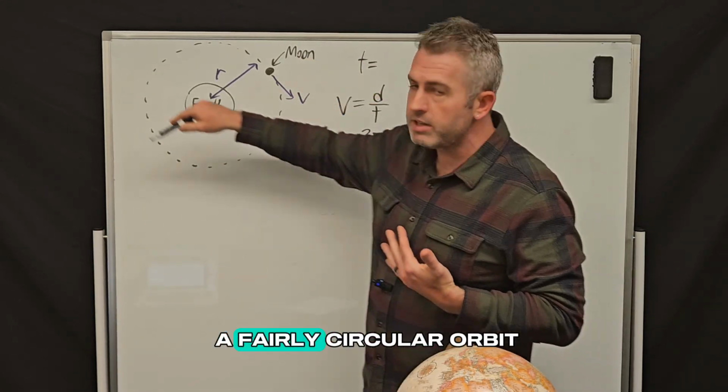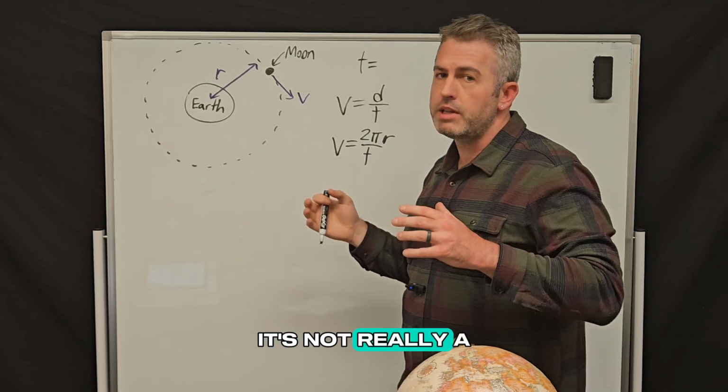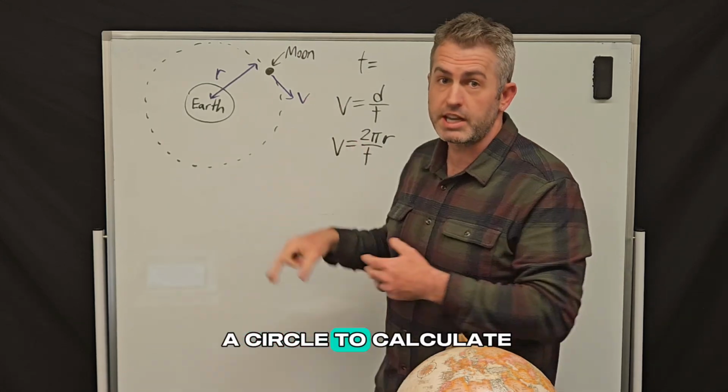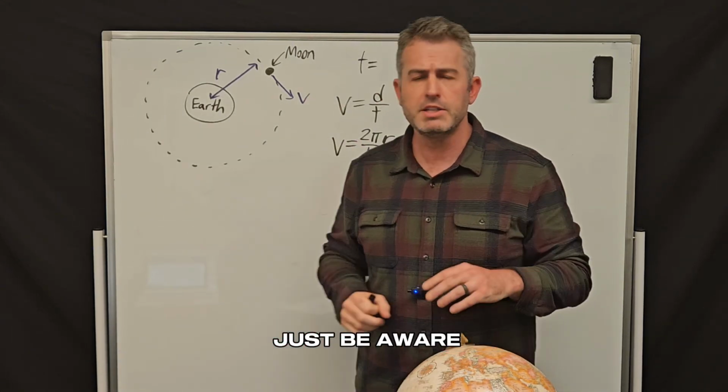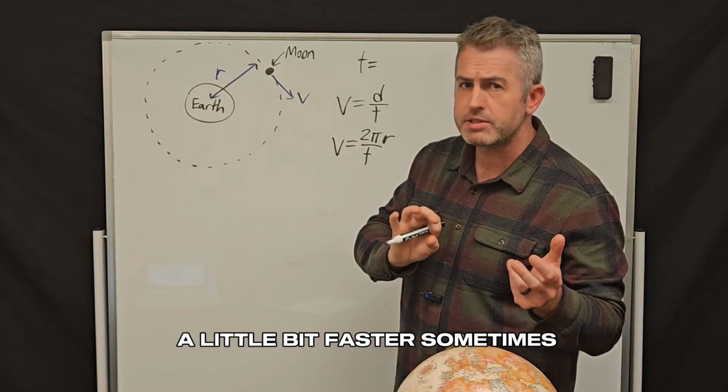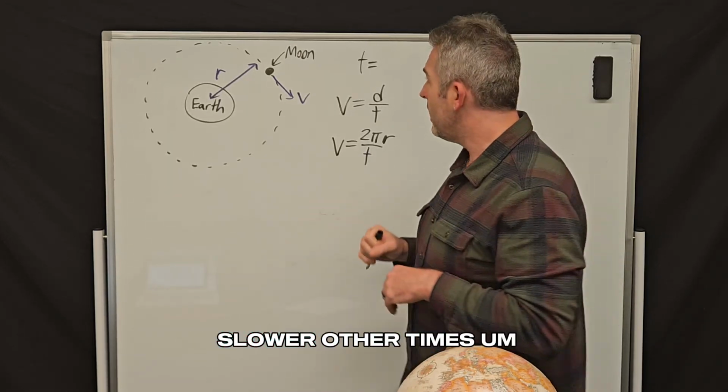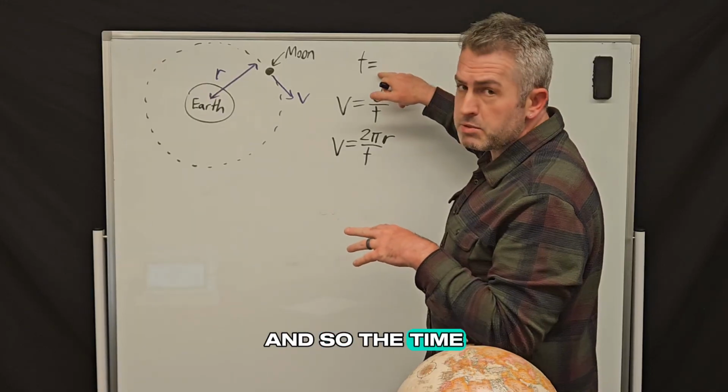It does have a fairly circular orbit. And again, it's not really a perfect circle, but we can assume a circle to calculate the average velocity of the moon. Just be aware it's going to be traveling a little bit faster sometimes and a little bit slower other times. And so the time is what we need first, right?